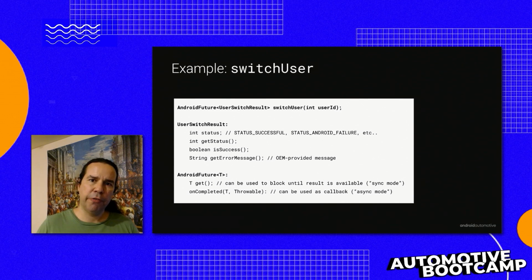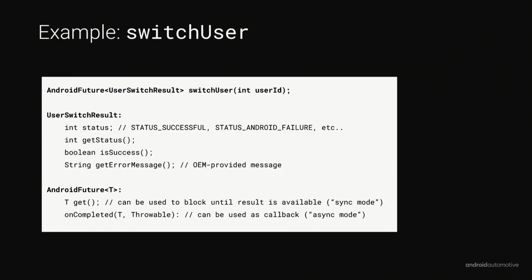So if the HAL failed for some reason, let's say there are some ECU components that are not ready or something, the OEM could communicate that back through an error message. I didn't mention that before, but with the switch user response, you can pass an error message as well. You can pass a string value, and then we would pass that back to the caller.